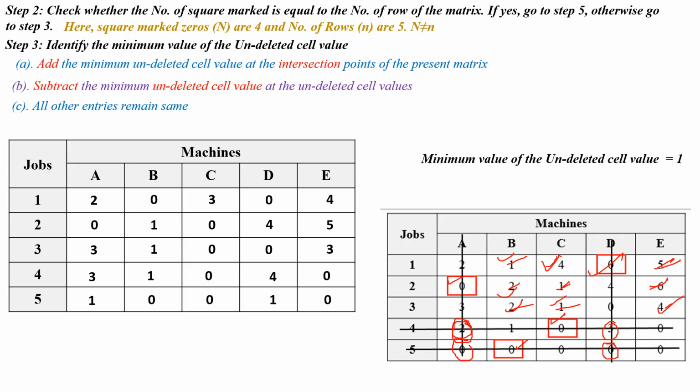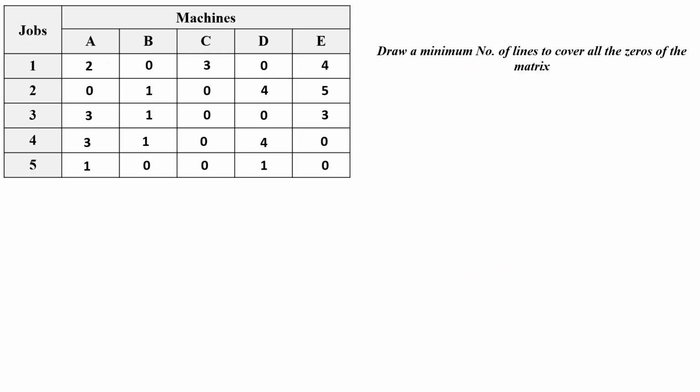So this is the modified matrix. Next, draw a minimum number of lines to cover all the zeros of the matrix. In the first row there is more than one zero, then I have to skip the first row.